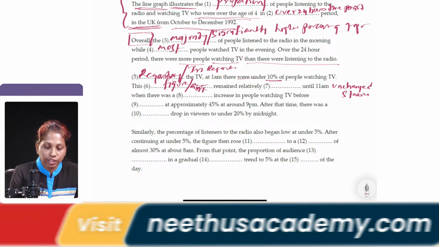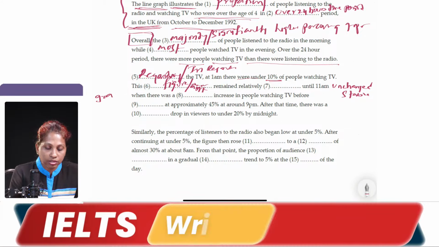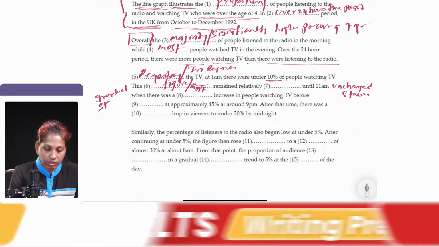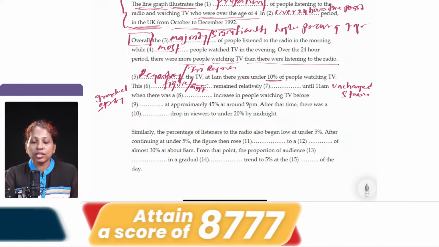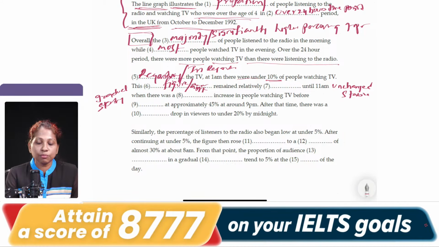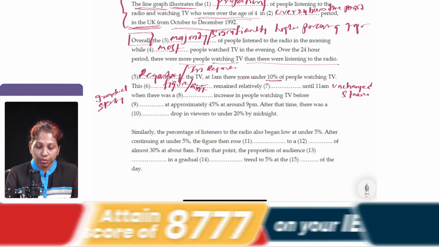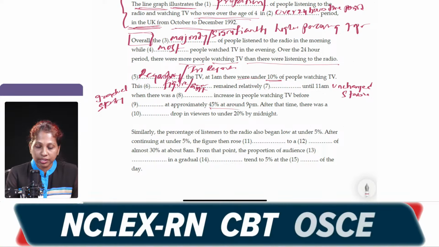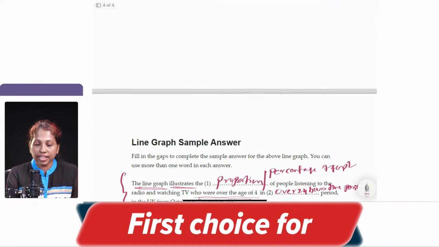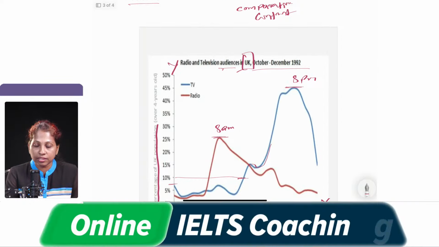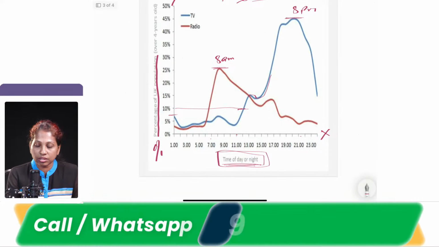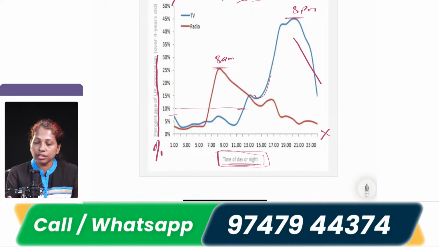You can say either gradual or moderate, or you can say steady. So a gradual increase in people watching television before what? Before a particular time, 45% at around 9 p.m. Now before this, at 9 p.m., what is happening? This is the highest. It does not increase beyond this. This is the highest percentage, around 8 to 9 p.m.